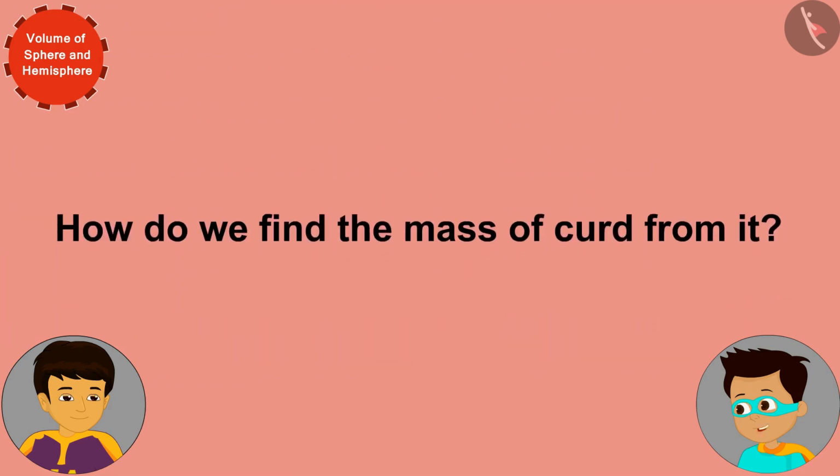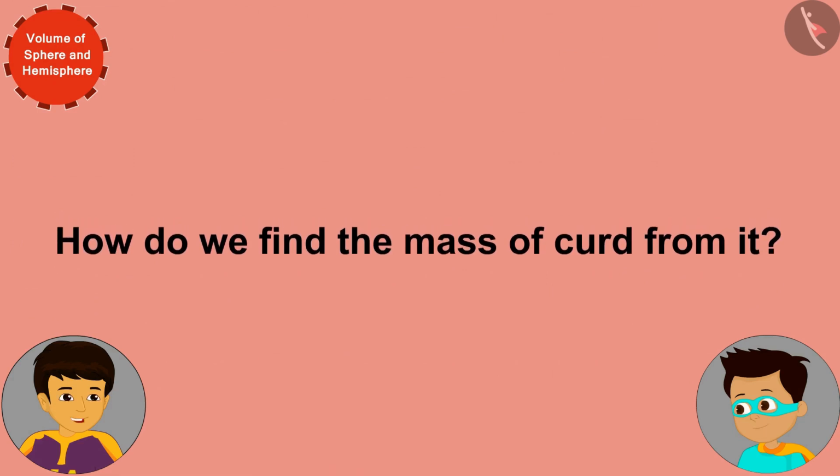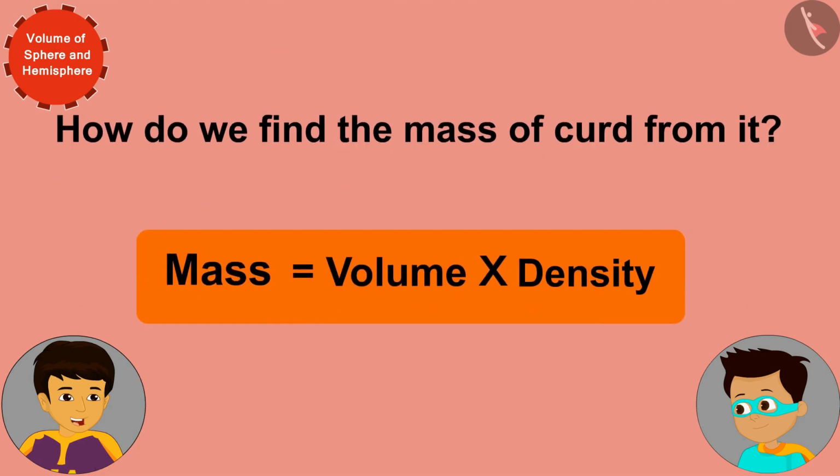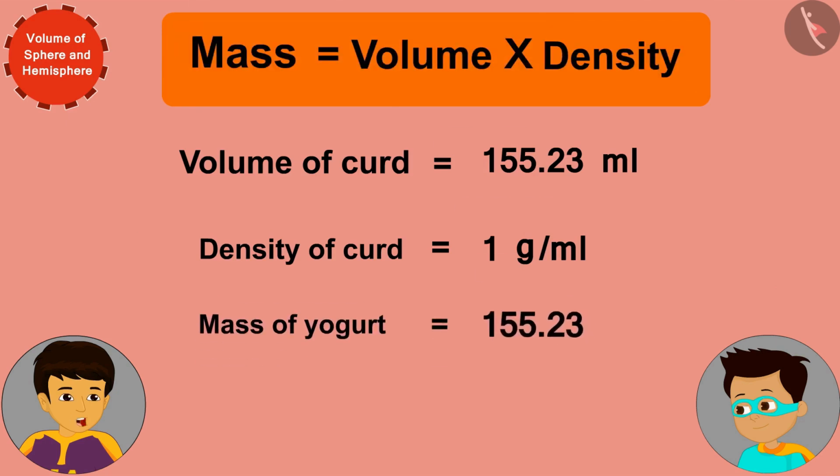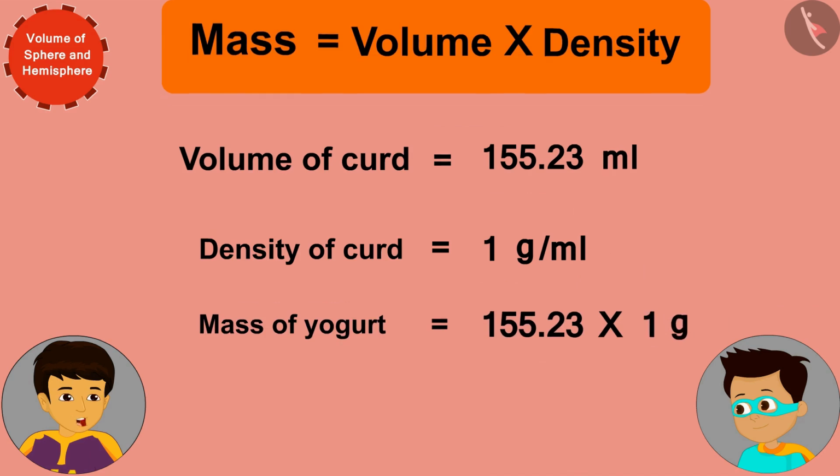But how do we find the mass of curd from it? Mass is the product of volume and density. We know the volume of curd, and we also know that the density of curd is about 1 gram per milliliter. So, writing the volume of yogurt, 155.23 milliliters, and density, 1 gram per milliliter, will give us the mass of the curd.